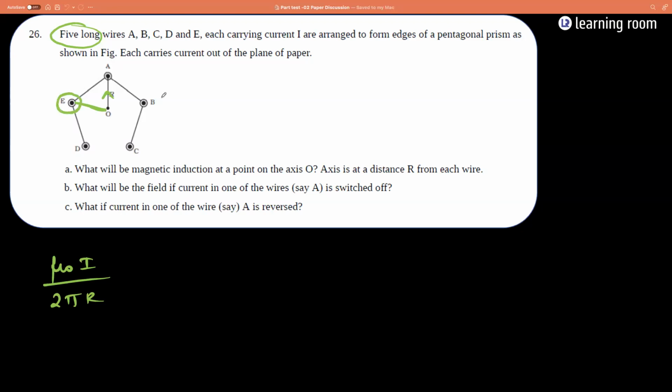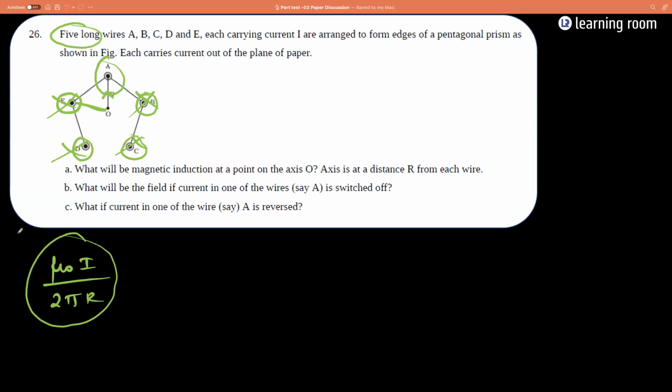See, due to E and B, they get nullified. Due to D and C, they get nullified at point O. A doesn't have any counterpart. Due to A, there is going to be magnetic field existing. That is what I wrote. Mu naught I by 2 pi r.